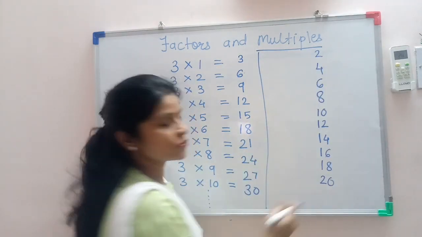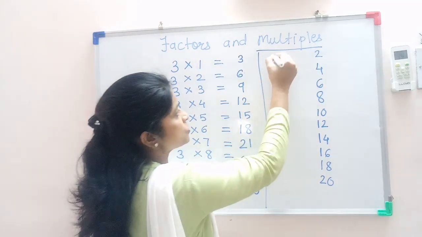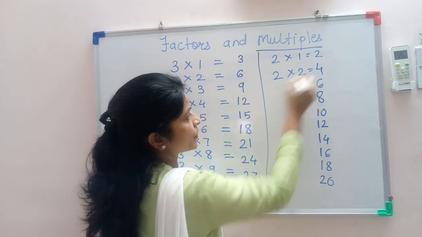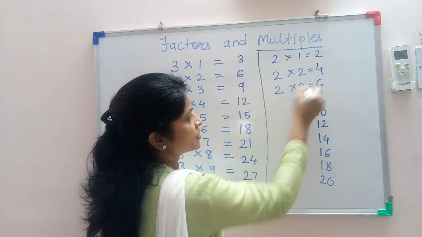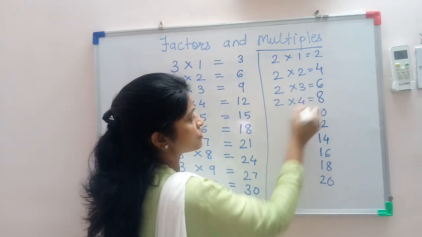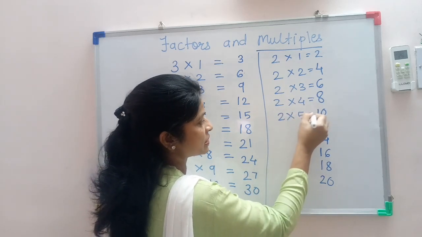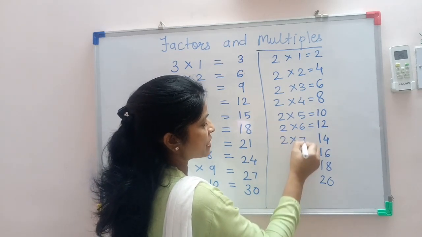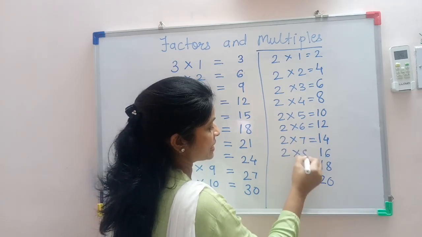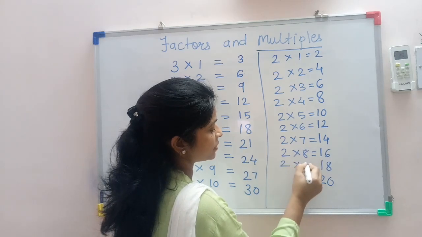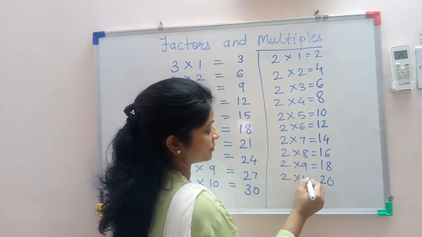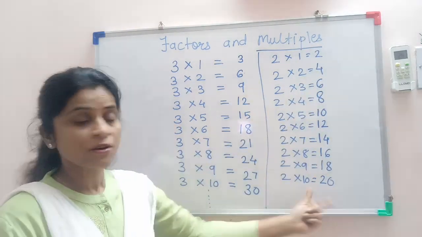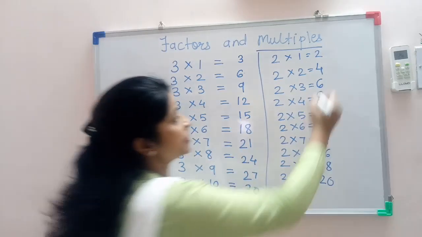How do we get the table of 2? When we multiply 2 by 1, 2 by 2, 2 multiplied by 3, 2 multiplied by 4, 2 multiplied by 5 we get 10, 2 multiplied by 6 we get 12, 2 multiplied by 7, 2 multiplied by 8, 2 multiplied by 9, 2 multiplied by 10. A special thing in the multiples of 2 is that all the multiples of 2 are even numbers.